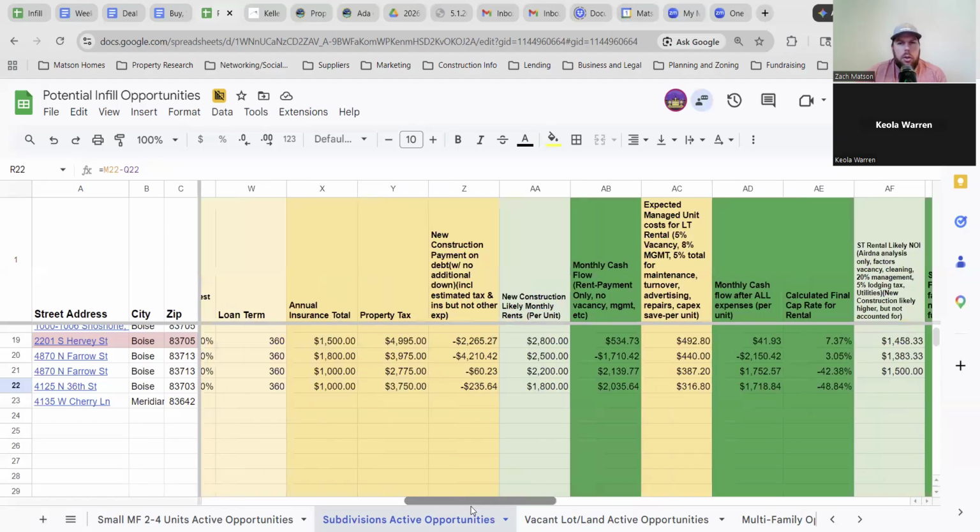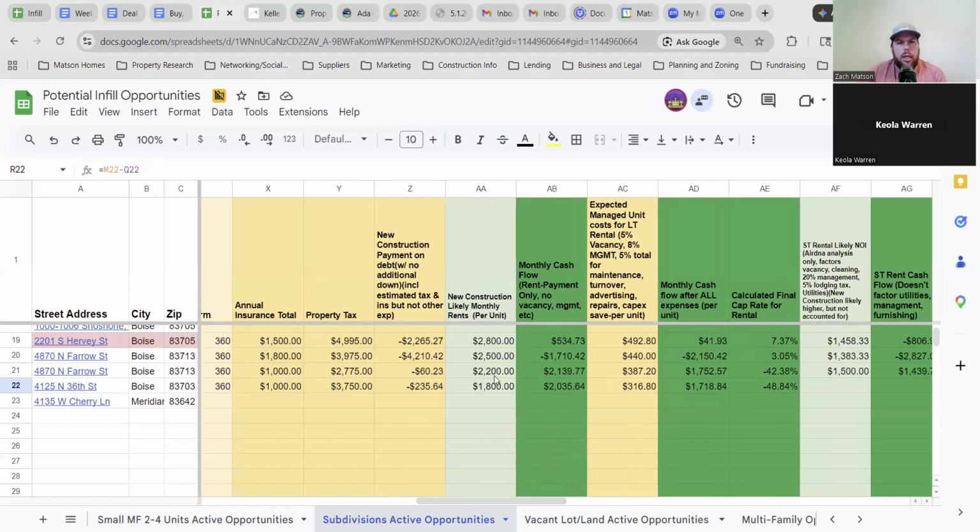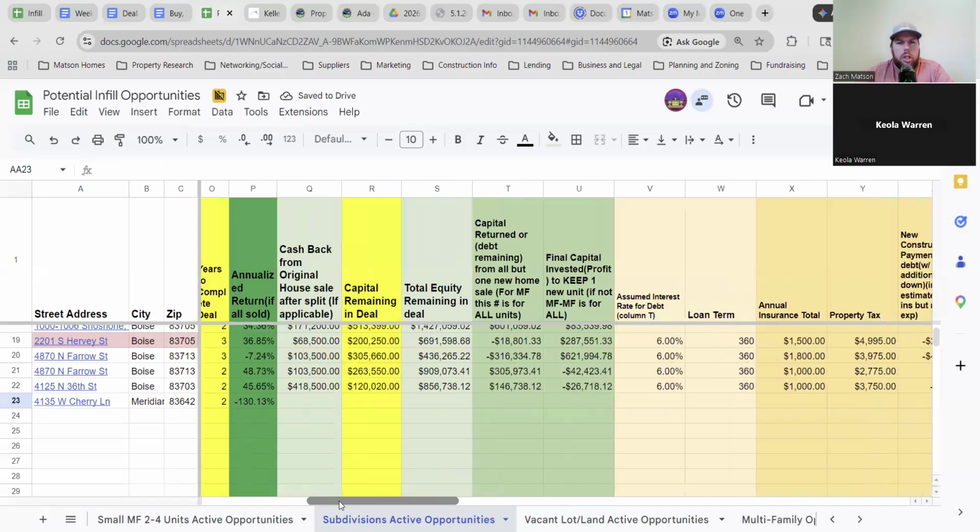And then this is what it would look like if you kept a unit for cash flow. Essentially, you have about $1,800. It looks like the math got backwards on this a little bit, but your monthly rent on a cottage like this would be at least 1,800. That's for a 2-bedroom, but these are actually 3-bedroom cottages, so I think this is more likely to be 2,500. So the way these numbers worked out, you could basically keep one of the cottages for free.